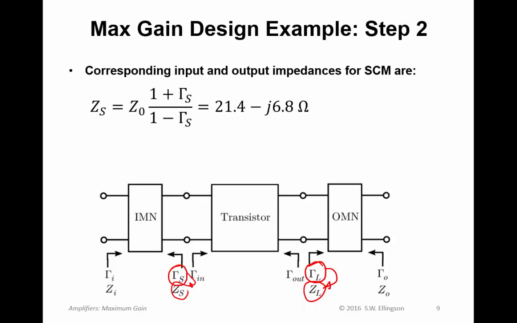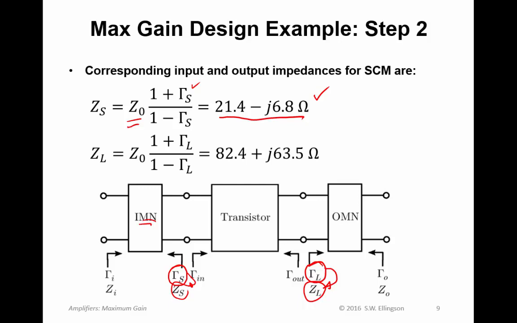Z sub s is the reference impedance against which the S parameters were computed, 1 plus gamma sub s over 1 minus gamma sub s, and we find that this is the source impedance looking into the output of the IMN that we need in this case. Note that it's complex. So we see that the IMN is going to be a complex to real matching network.